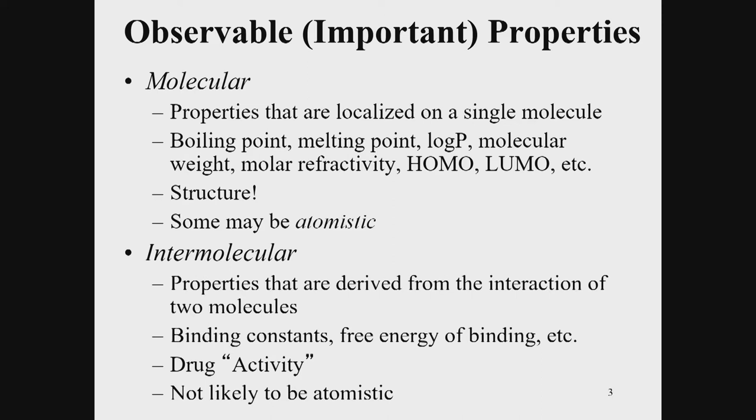Now, some of these might be atomistic. And what does atomistic mean? Well, atomistic means that it can be predicted just from the atoms involved. So what is an example of that? Well, one would be molecular weight. We could predict the molecular weight of a molecule exactly by knowing what the chemical formula of the molecule is and what the atomic weights are. Other of these, like the HOMO energy or so forth, would be very difficult to predict atomistically.